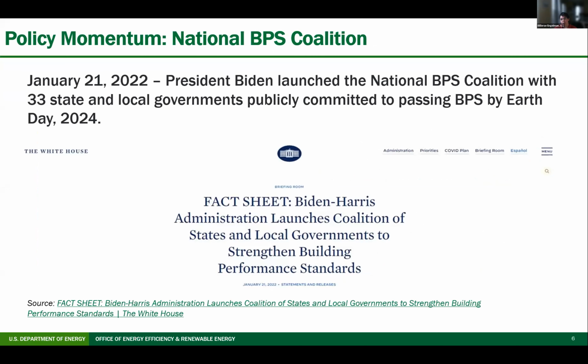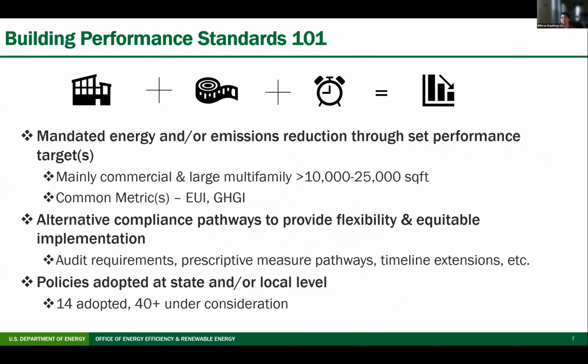In January of 2022, President Biden launched the National Building Performance Standards Coalition. So this was a coalition of 33 state and local governments that have publicly committed to passing a building performance standard by Earth Day 2024. So that's this April. Since then, this coalition has actually grown to, I think we're hovering around 45 or so jurisdictions.